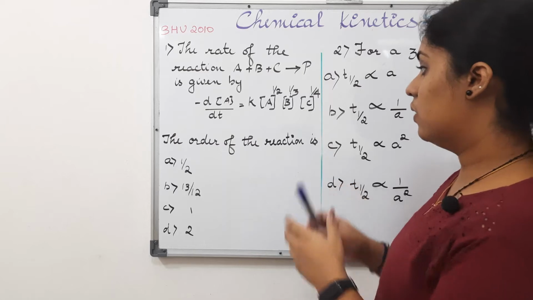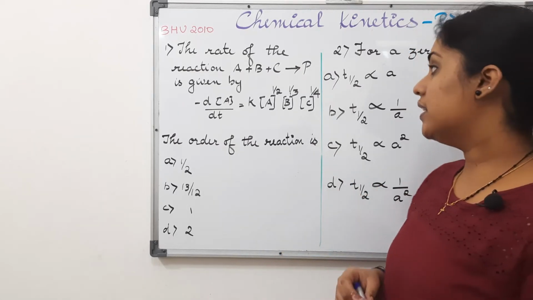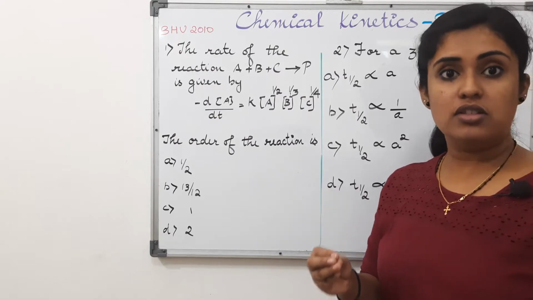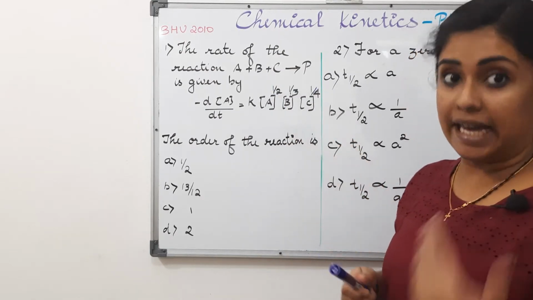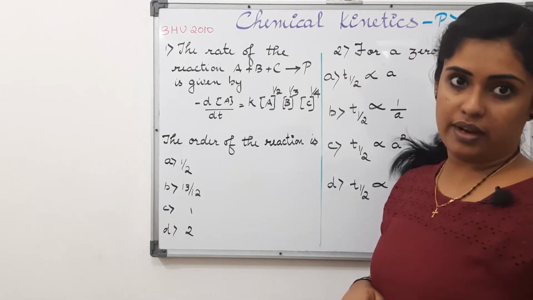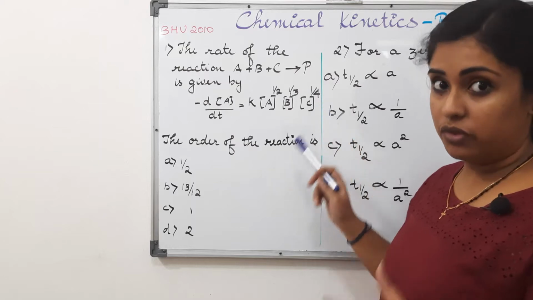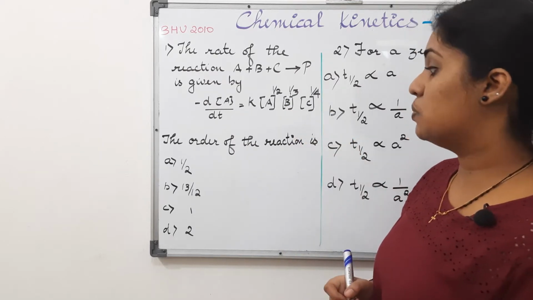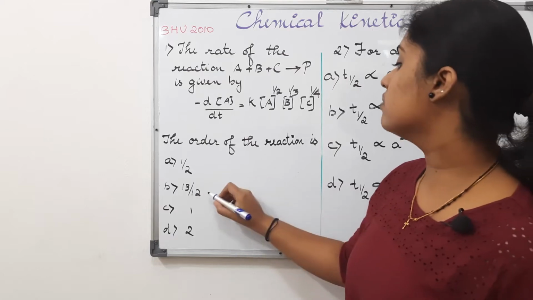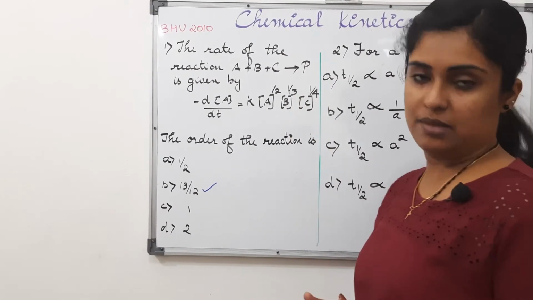And from this rate law, how can you calculate the order? From the rate law, what is order? Order is the sum of the powers of concentration terms. So these powers, if you just add them up, you would get the order of the reaction, right? So here it is 1 by 2, 1 by 3 and 1 by 4, which are the powers. So adding them up, you would get the answer to be 13 by 12. So this is the order of this reaction. It's a very simple question.